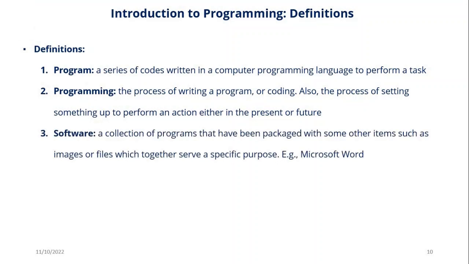What is software? It is a collection of programs that have been packaged with some other items such as images or files, which together serve a specific purpose. For example, if you have been using the word processor Microsoft Word, or you have been using PowerPoint, every time Microsoft Word loads, you will see a beautiful interface on the screen. Every time Amazon loads, you see a beautiful interface on the screen. People have written programs, they've taken pictures, they've drawn some beautiful graphics, and then they put them together.